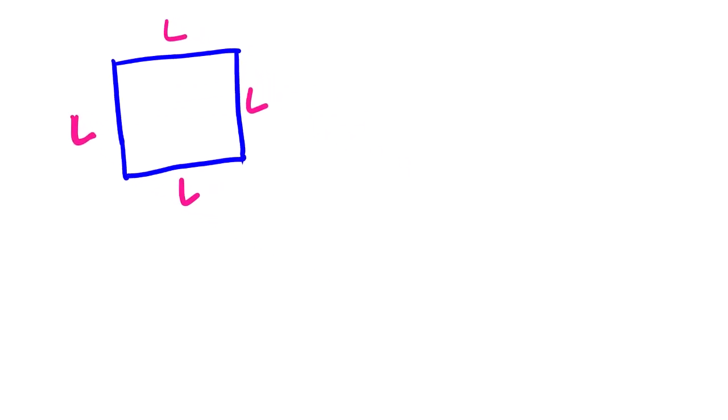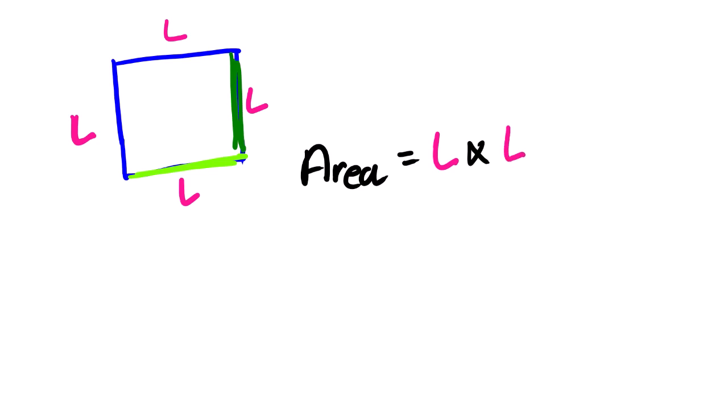So how do we find the area? The equation to calculate the area of a square, we are simply going to take the side, which is L, multiplied by another side, which is this one. It's also L. Then we can see that L multiplied by L is L squared.